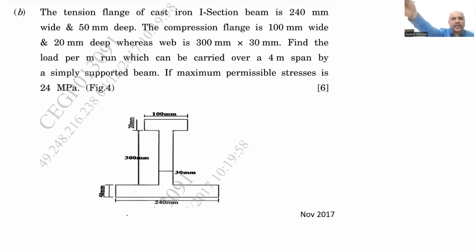Now we will go to the second. Now we have a tension flange, that is given as cast iron, I section 240 by 50 mm, and compression flange 100 by 20. This is the compression flange, this is the tension flange, and it is given a 4 meter span with UDL. Find the load per meter, meaning we have to find the UDL, if the maximum permissible stress is sigma max. Now try to understand this problem. This is again most important.